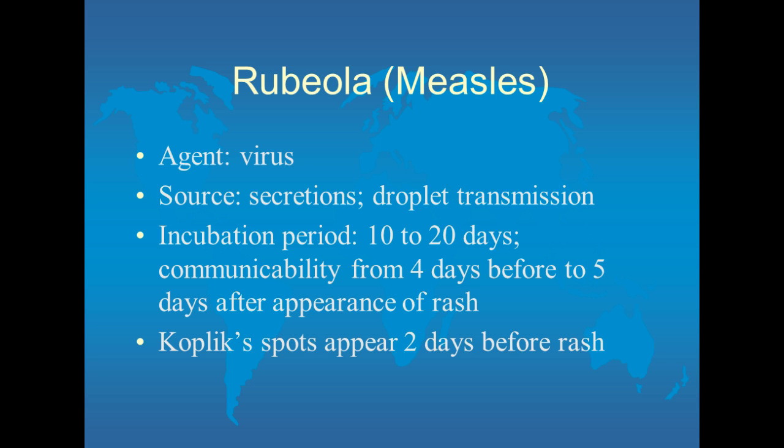Mumps, we talked a little bit about. It's transmitted via droplet or direct contact. Incubation period is 14 to 21 days. Fever, headache, malaise, followed by parotitis, and it can cause orchitis and meningoencephalitis. But that worry about the male being sterilized is from the orchitis. That's the testicles become inflamed and become affected.